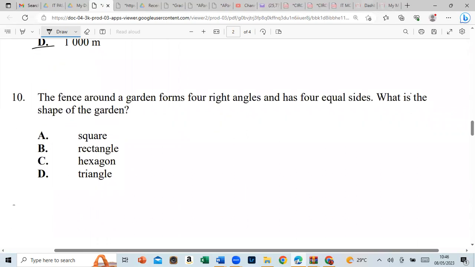Alright, the fence around a garden forms 4 right angles and has 4 equal sides. What is the shape of the garden? Is it a square, a rectangle, a hexagon, or a triangle? Now we said all 4 sides are equal, so we know that it's a square. And it also has 4 right angles, so that's A. What did you guys put?